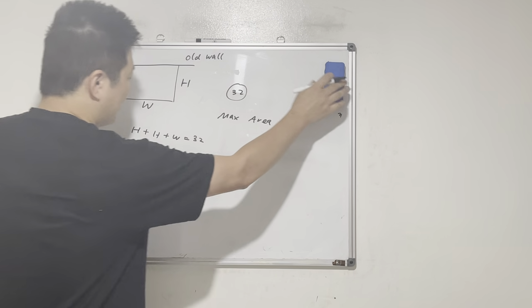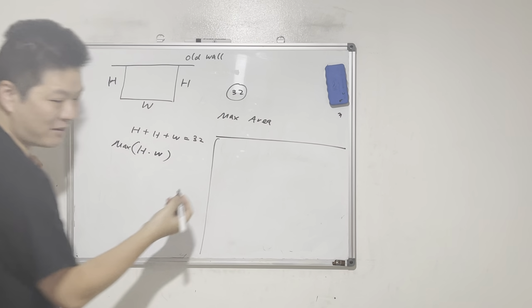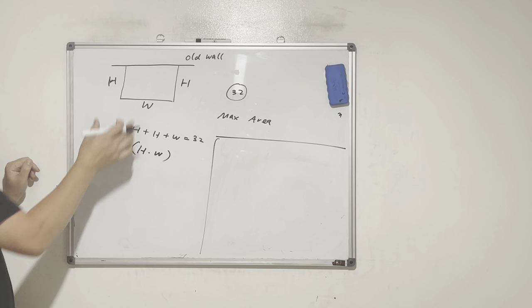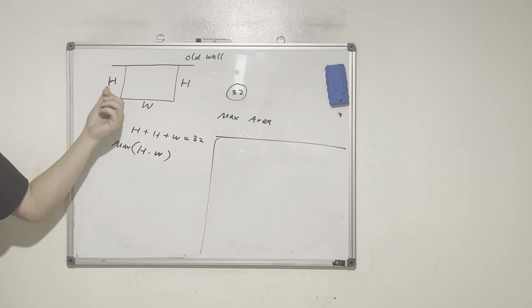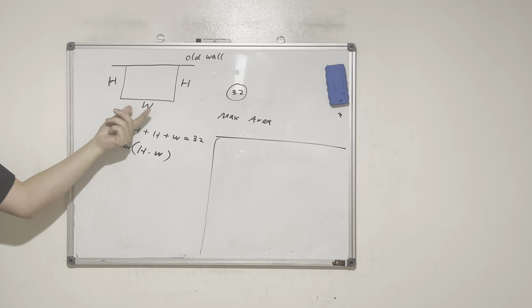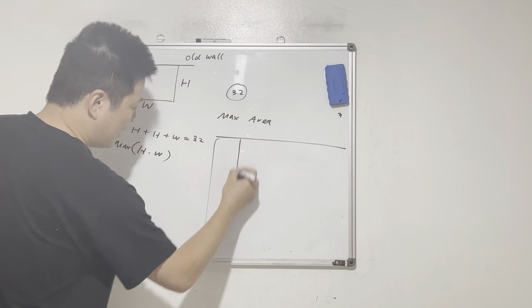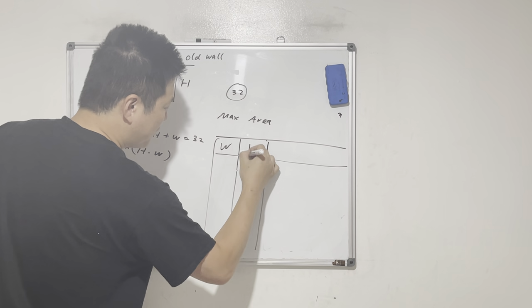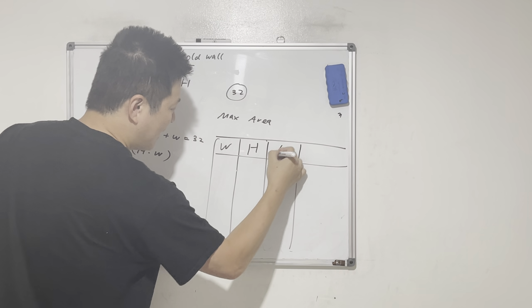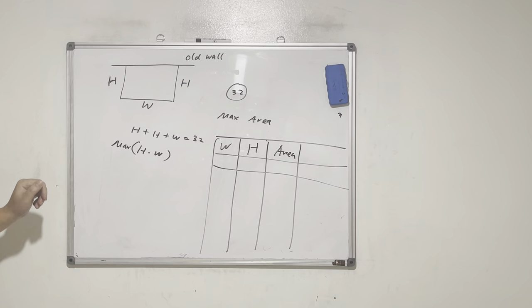So we can list the table. Can we list the table? What do you want to brute force, what do you want to try? You can try with H or you can try with W. Up to you, pick one. W. Okay, let's do W, and then we have a second column, H, and then the area.